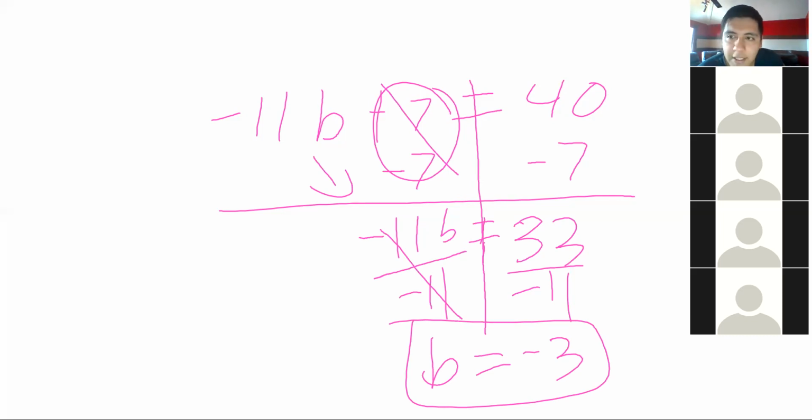So what we just did is that we work backwards to solve this. Instead of using order of operations, we flip it on its side and say, we're going to work backwards. Okay.